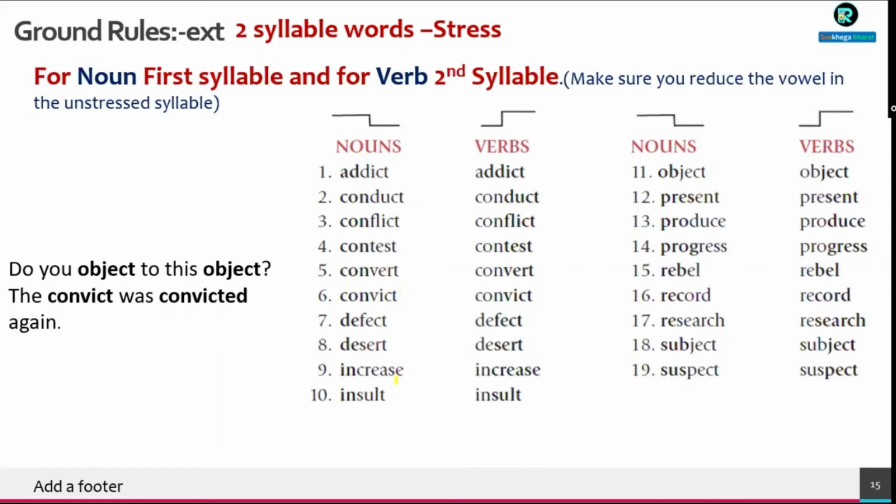Then this is contest and contest. This is convert. No, you are stressing the wrong word. It should be convert and convert. Then this is convict, convict. And then this is defect, and this is defect.